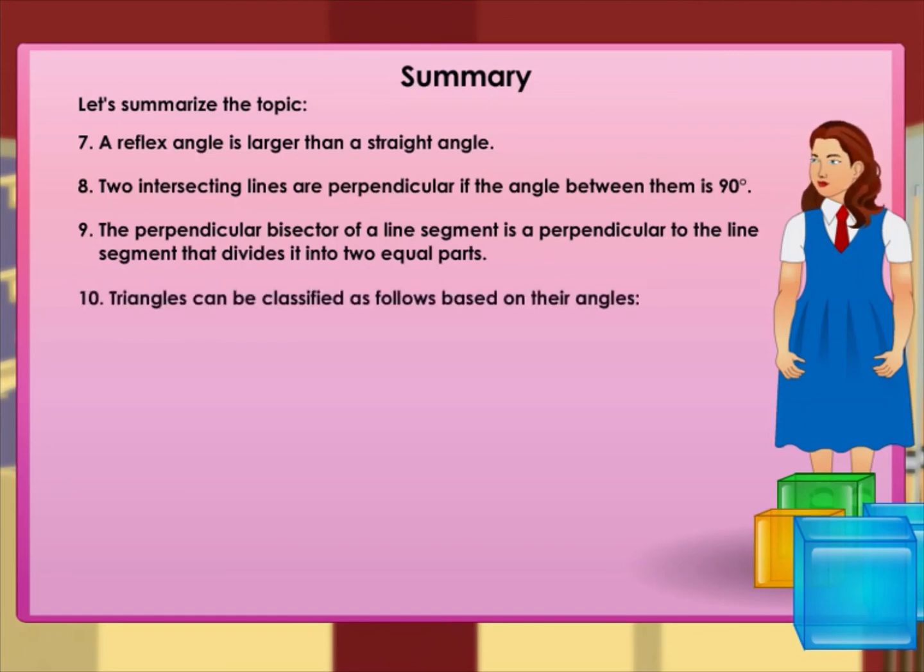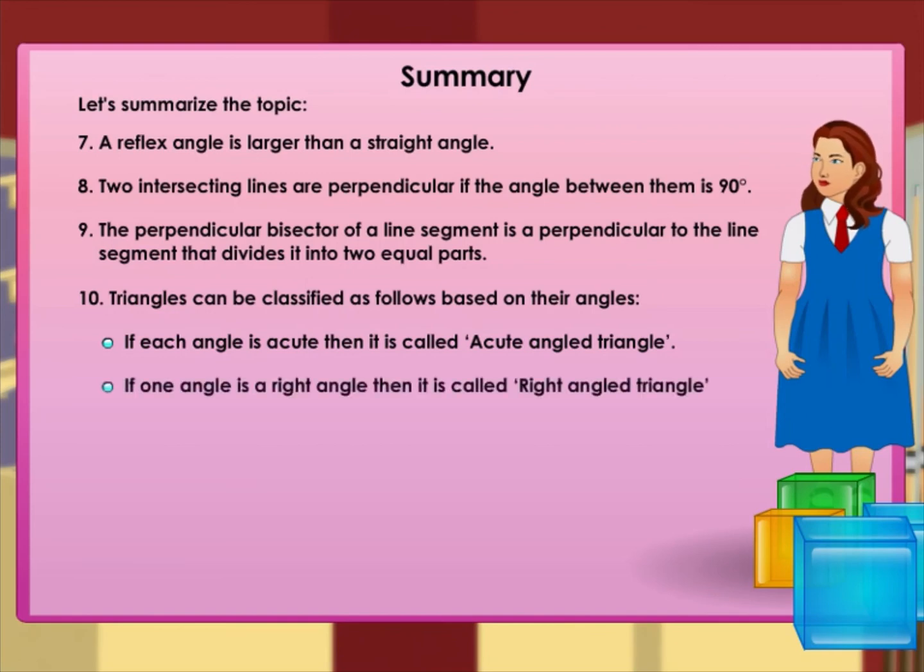Triangles can be classified as follows based on their angles. If each angle is acute, then it's called acute-angled triangle. If one angle is a right angle, then it's called right-angled triangle. If one angle is obtuse, then it's called obtuse-angled triangle.